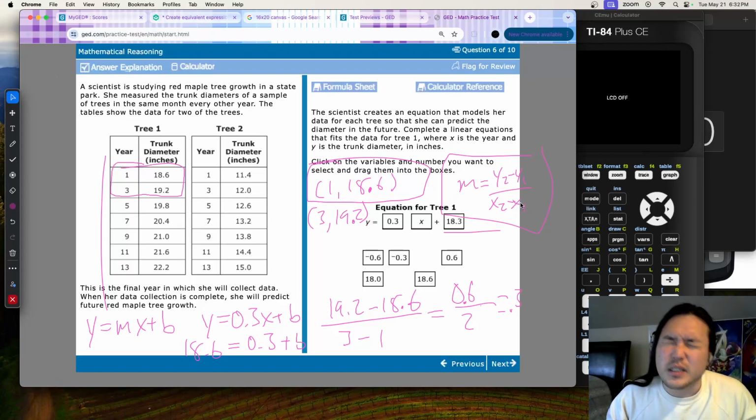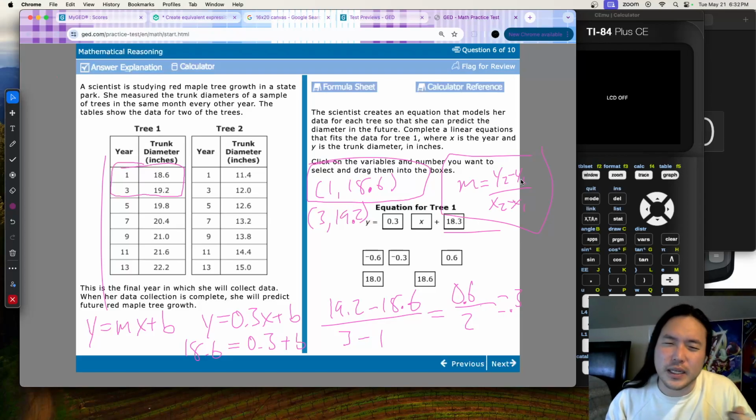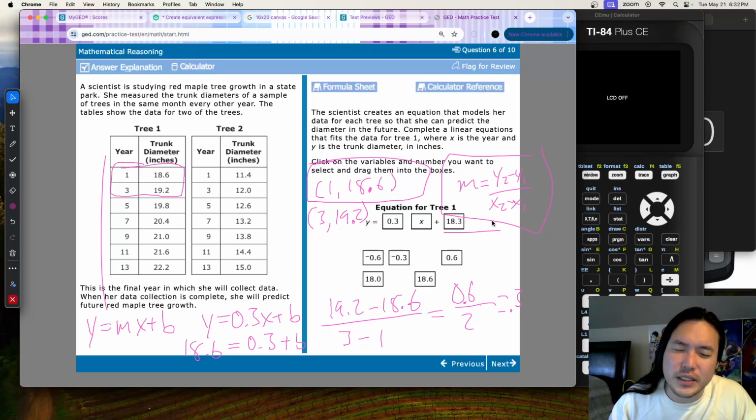Rise over run. Yeah, rise is the change in y. Run is the change in x. y2 minus y1 is literally the change in y. x2 minus x1 is literally the change in x. So the y changes by 0.6. X changes by 2. Right? It goes from 1 to 3. It goes up by 2. So the slope is 0.3.